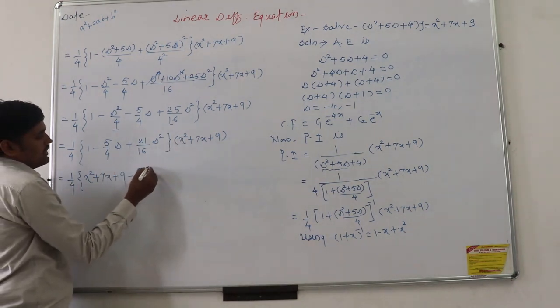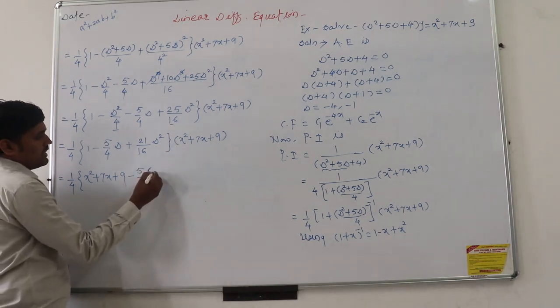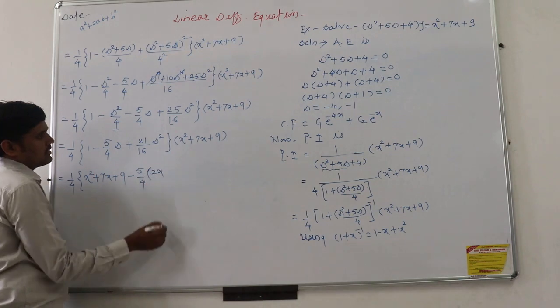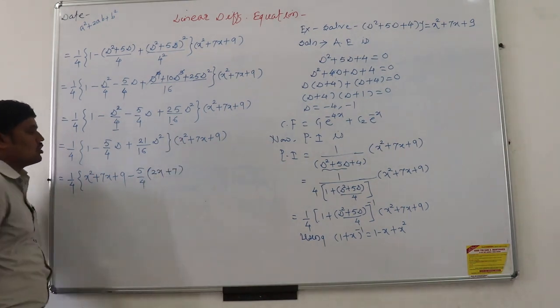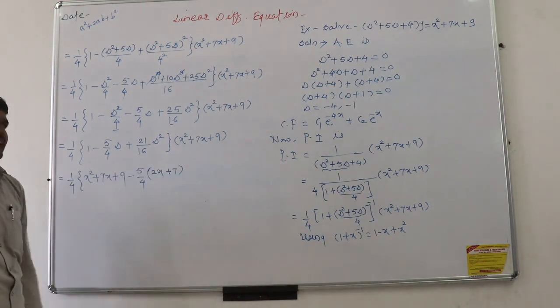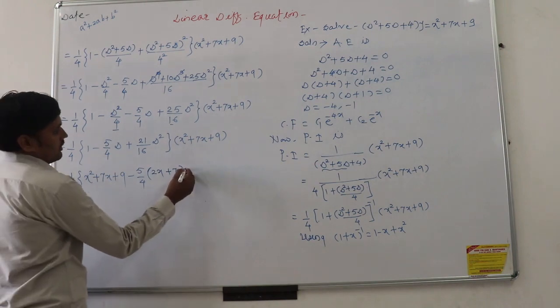So minus 5 by 4 as it is. Derivative of x square is twice x. Derivative of 7x is 7. So this is the multiplication of d with this bracket, and derivative of 9 is 0 because 9 is a constant term. Cancel.